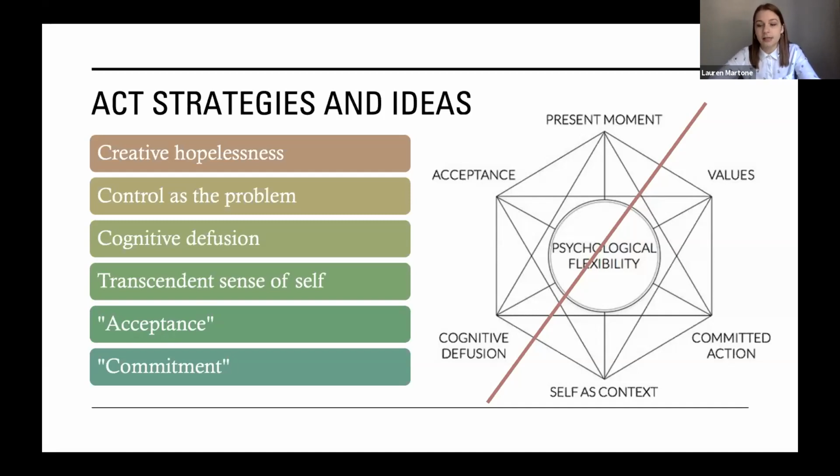The hexaflex, again, I put it on the right hand of the slide, is structured to include these 2 halves. As you can see, I've put a line through the middle. On the upper left-hand side, this is more acceptance processes. And then on the lower right-hand side, these are more commitment strategies, so more about behavior. Of course, they still come together to promote that core goal of psychological flexibility.